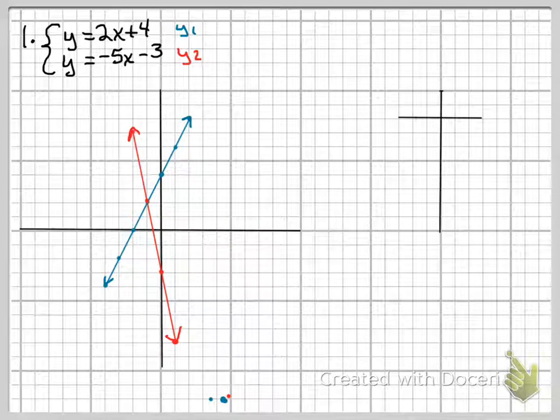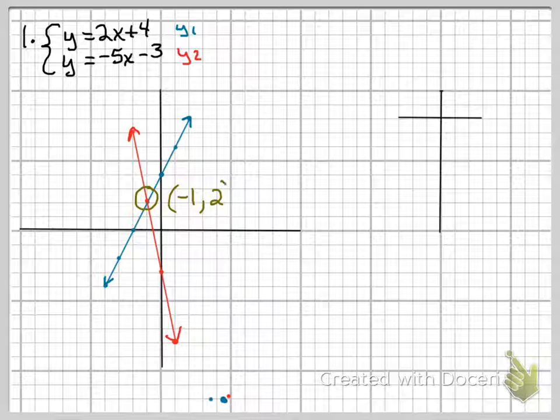My y2 in red started at negative 3. We have a negative 5 slope, so down 5 to the right 1, up 5 to the left 1, and do that a couple of times to where we have a nice line. And we see that they intersect right here. Okay, that gives me a solution of negative 1, 2.